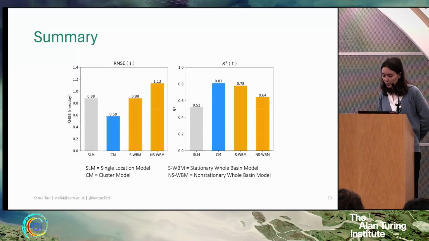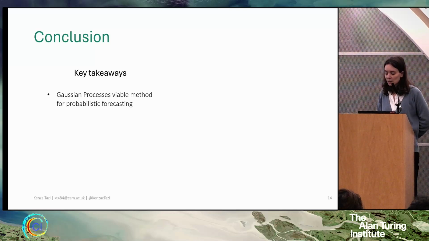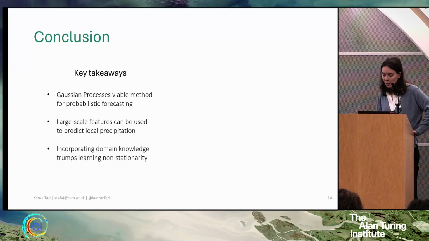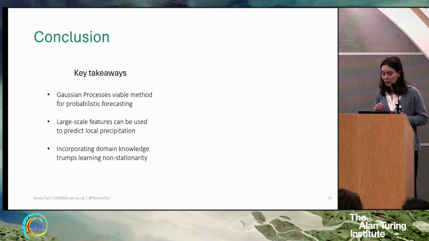So in summary, comparing all these models together, we can see that the cluster model in blue outperforms both the stationary and non-stationary whole basin models in orange, as well as the single location model in gray. So to conclude, Gaussian processes are a viable method for probabilistic forecasting. Large-scale features can be used to predict local precipitation, and incorporating domain knowledge instead of learning non-stationarity for this particular task and this particular non-stationary covariance function used is better.